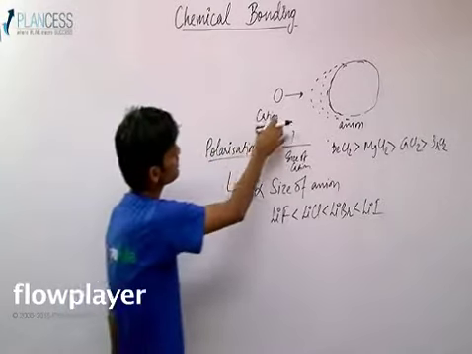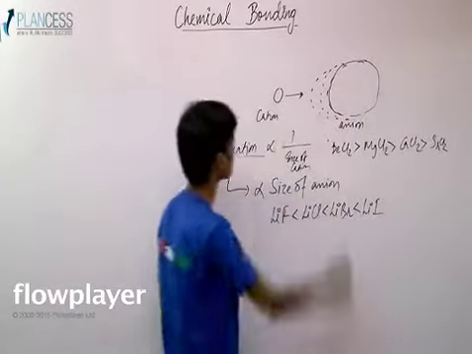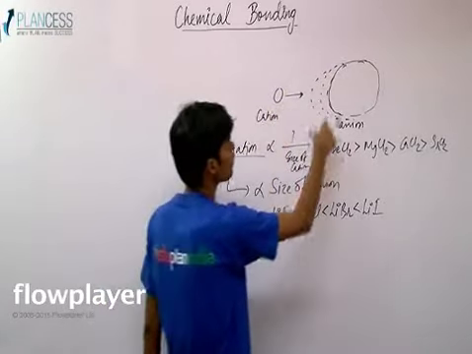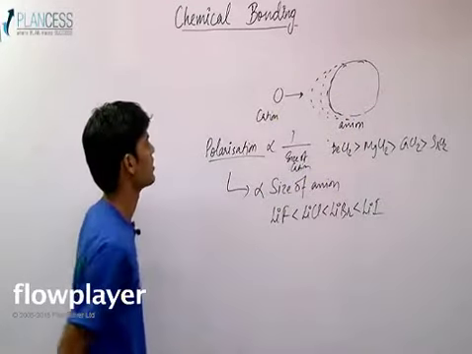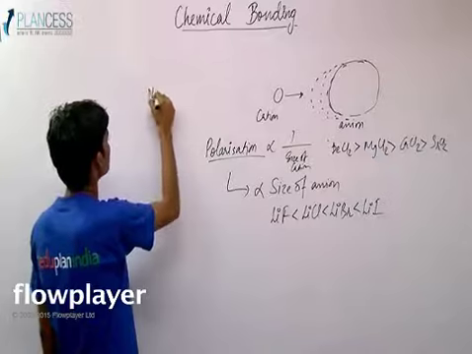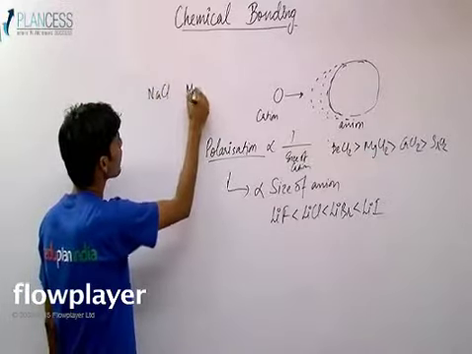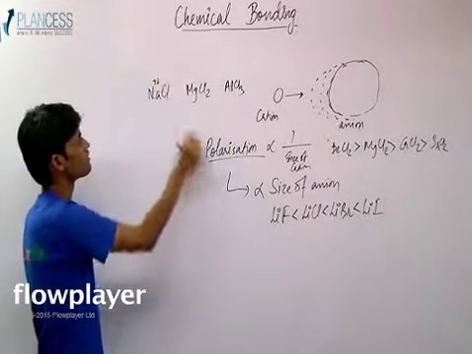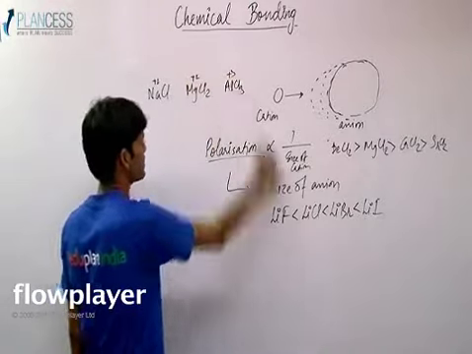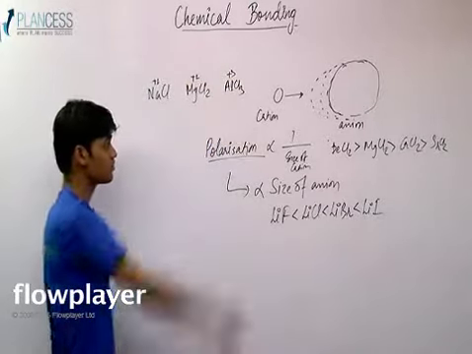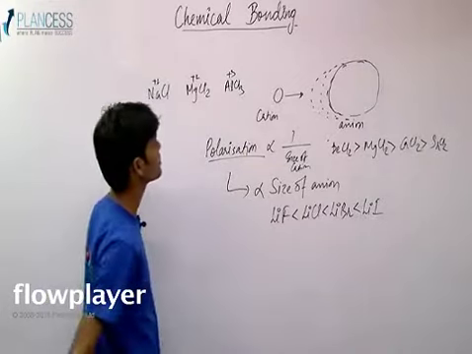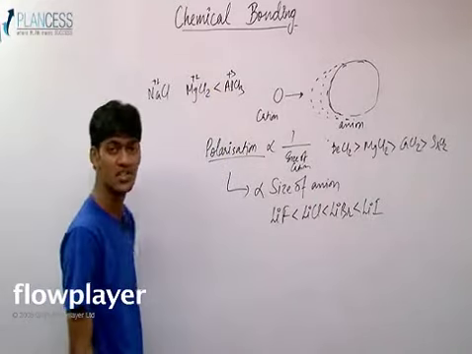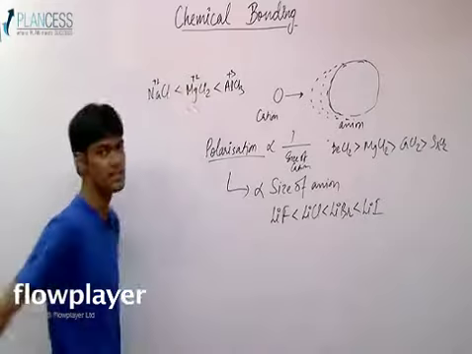Now, again, the polarization power is directly proportional to the charge on the cation and also the charge on the anion. The more the charge on the cation and the more the charge on the anion, the more the polarization. Let us take one example: NaCl, MgCl2 and AlCl3. Na has the positive charge 1, Mg has the positive charge 2 and Al has the positive charge 3. So the more the charge on the cation, the more the polarization and the more the covalent character. Therefore, the covalent character of AlCl3 is greater than that of MgCl2, which in turn is greater than that of NaCl.